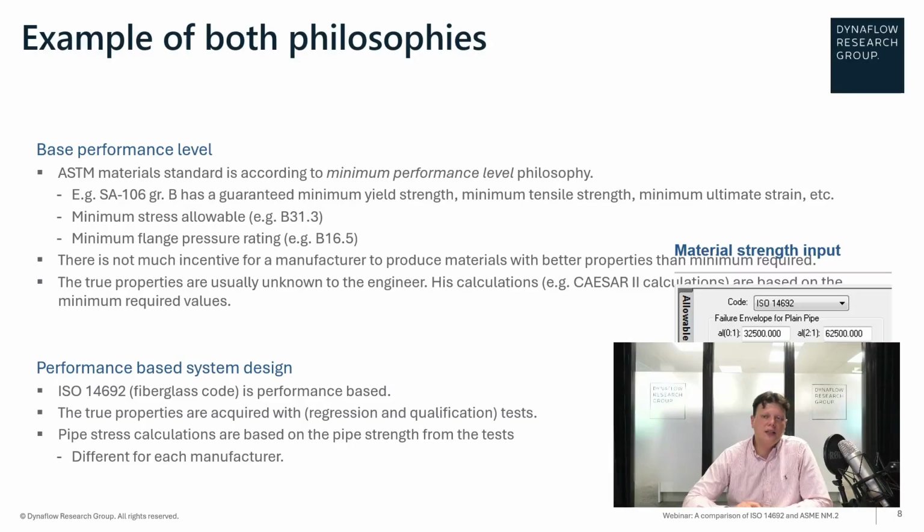On the other hand, ISO 14692 is performance-based, and the true properties are acquired through regression and qualification. Of course, that also means that it's different per manufacturer, and the pipe stress calculations can only be made final when the pipe vendor and pipe type have been selected.